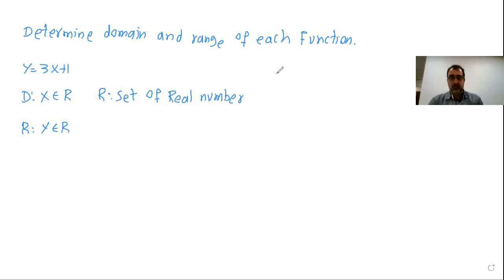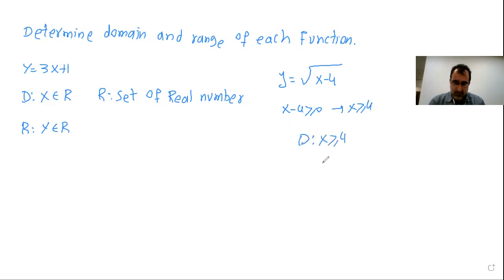Another function, for instance, we have y equals square root of x minus 4. Here, x minus 4 should be greater than or equal to 0, so x is greater than or equal to 4. Domain would be x greater than or equal to 4; I correct myself. And the range is y greater than or equal to 0.